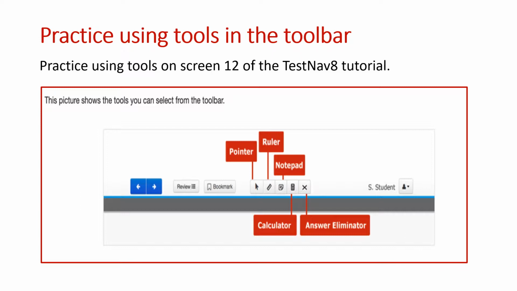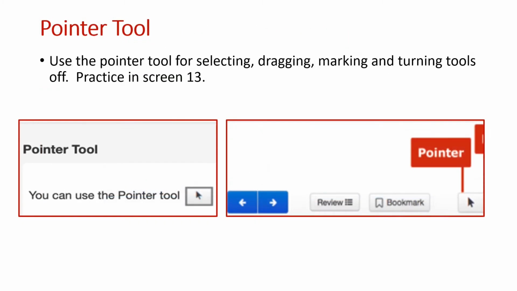Students should understand how to use every tool that is available to them. Using tools properly will help answer questions and build confidence. The pointer tool will be very important in the test. Students will use the pointer for selection of multiple choice questions, dragging answers, marking objects, and turning off tools. To practice using the pointer, go to screen 13 of the TestNav tutorial.